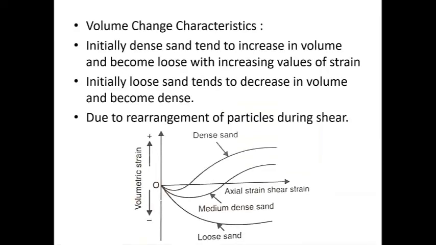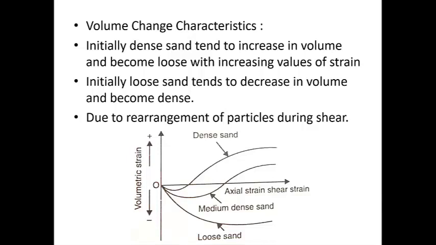As you can see here, if you look at the volume change characteristics, volumetric strain is positive here, that means the particle is going to dilate, and here it is negative, that means the particle is going to get compacted. All right, it's going to contract. So what will happen with loose sand? The particles are going to slide over each other, and they are going to slide and fall into their best possible configuration.